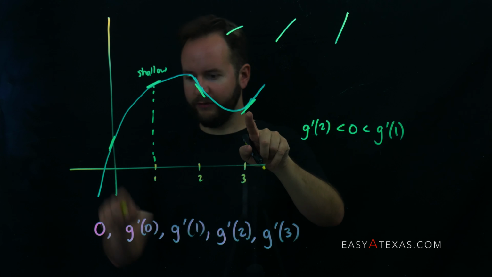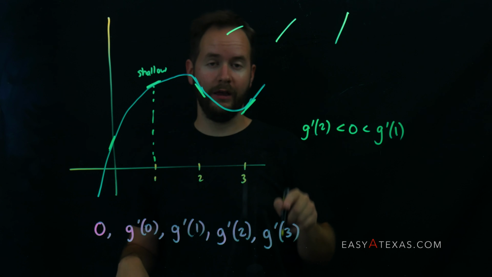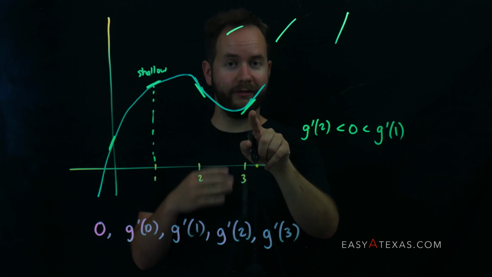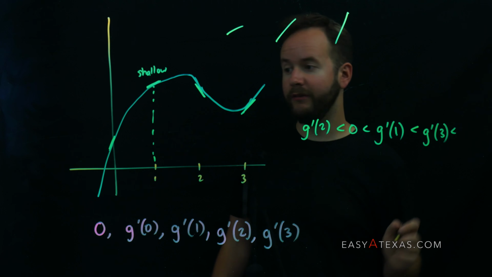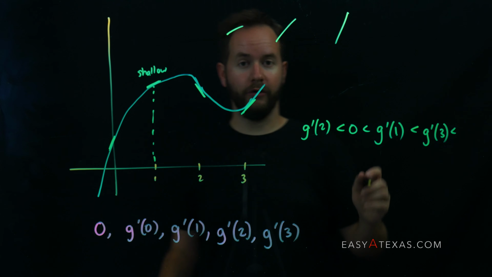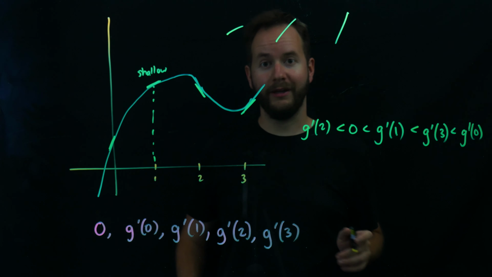Between the slope at 3 and the slope at 0, it looks as though the slope at 0 is a bit steeper, kind of like this guy. So the slope at 3, which is not quite as steep, is the next in line. So we have g prime of 3 here. And that means, last but not least, g prime of 0, the steepest slope of them all, which is the largest. And this is the ranking we're looking for.